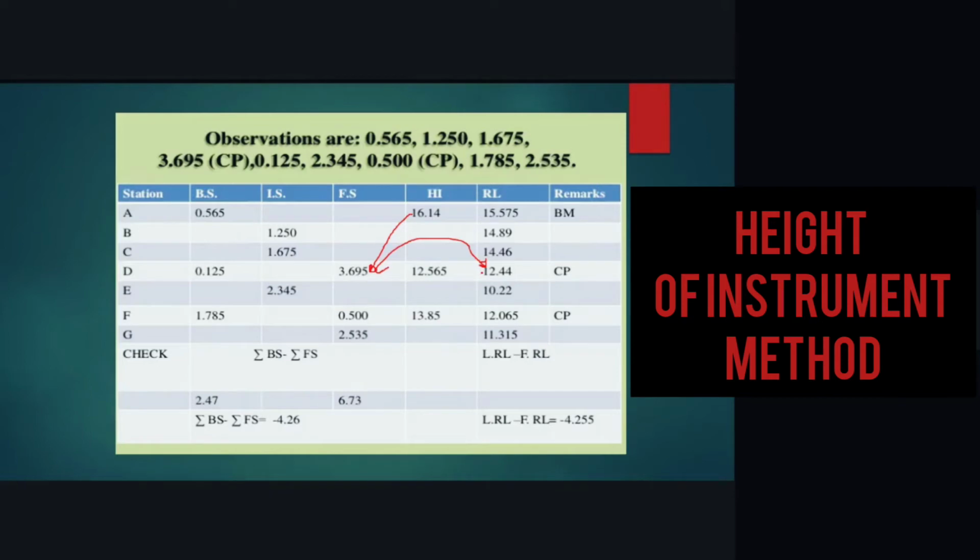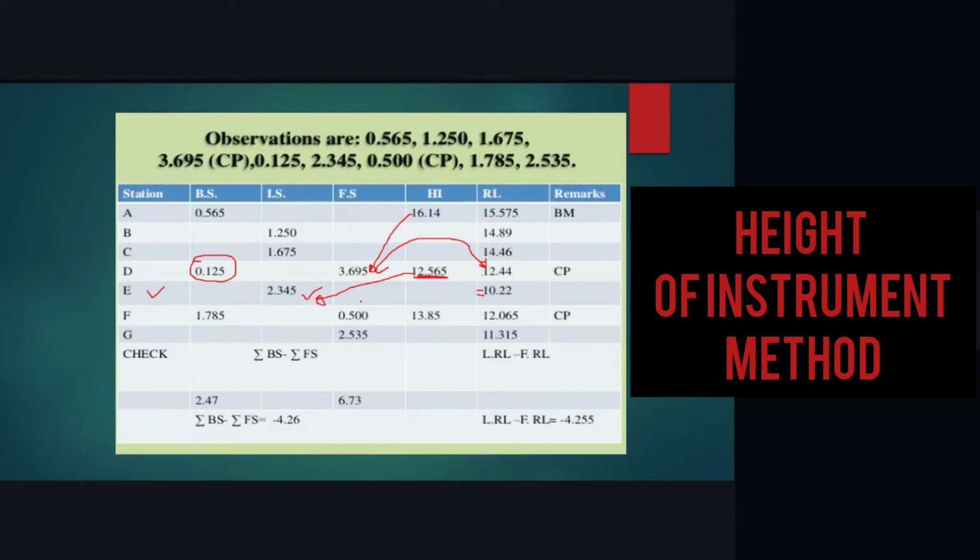So the new height of instrument will be calculated by adding 12.44, the reduced level. You are going to add the backside reading, which is 0.125, and you will get a new height of instrument, which is 12.565. So before shifting, you're going to use this new height of instrument to calculate the reduced level of different points. So 12.565, for point E the reduced level can be calculated by subtracting 2.35345 from 12.56. So this will give you the new reduced level, which is 10.22.